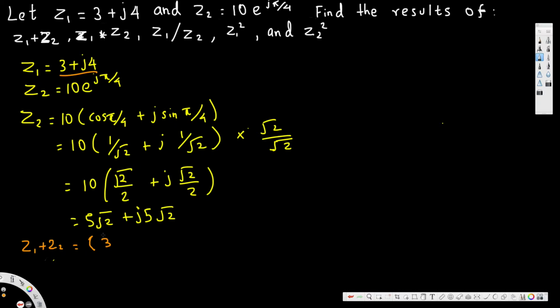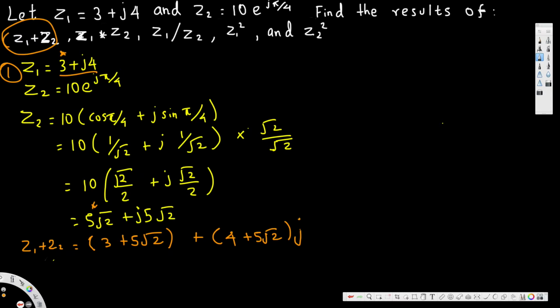So let's add the real numbers first. Real numbers are the first numbers, 3 plus 5 root 2, and then that one plus the imaginary numbers. For this one it is 4, for this one it is 5 root 2, plus 5 root 2 all together j. That's the addition part. We are done with this one. Now let's look at the multiplication part.